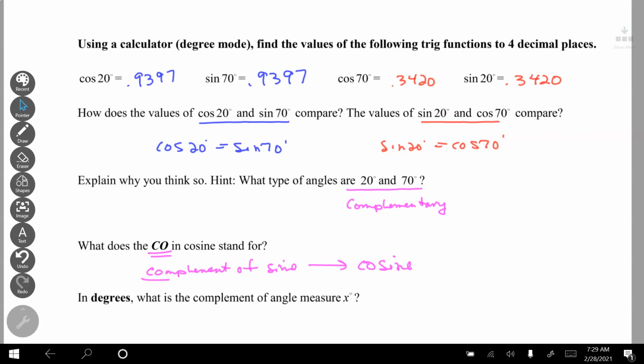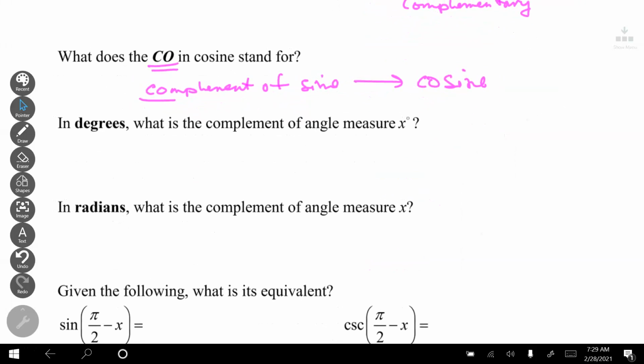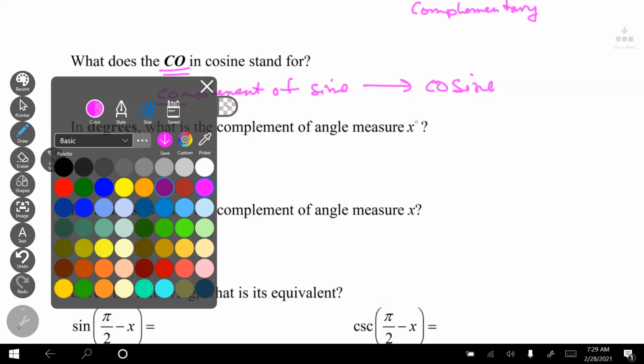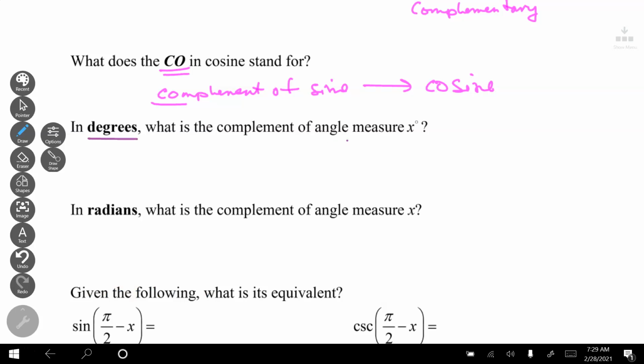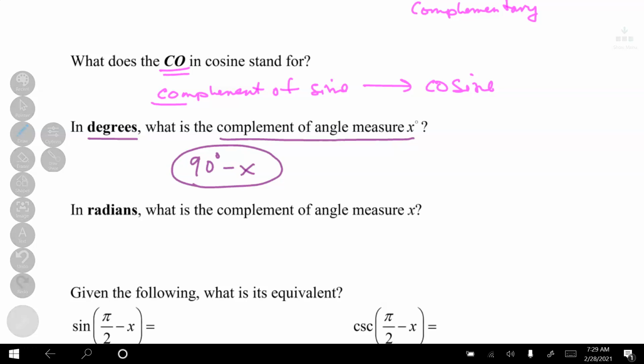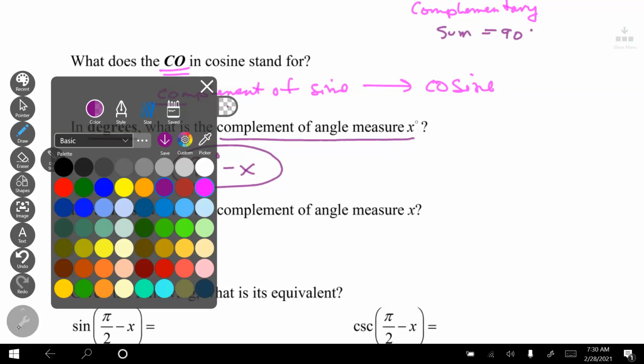So how do we get complementary angles? Well, when I'm in degree mode, the complement of angle x is just 90 degrees minus x. 90 minus 20 is 70 degrees. That's why they're complements. If I had 18 degrees, 90 minus 18 degrees is 72 degrees. They are complements. They add up to 90 degrees. Complementary. Sum equals 90 degrees. How about when we're in radians? That's a little bit more difficult.